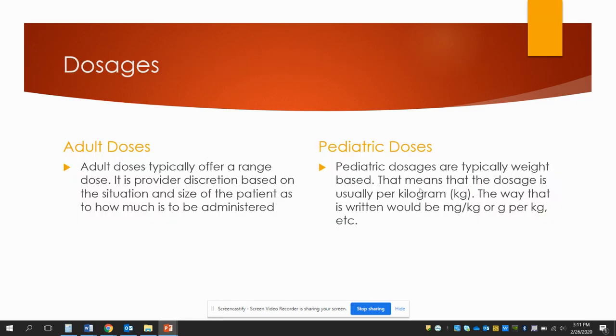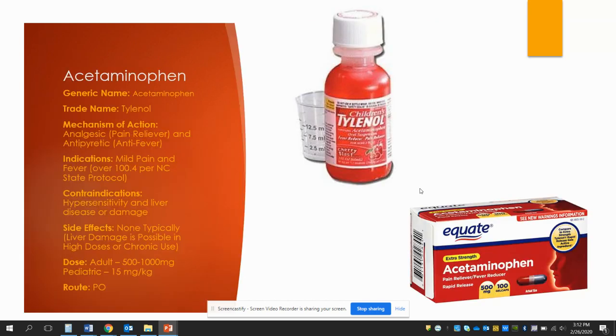Now, looking at some dosages here, adult dose versus pediatric dose. The adult dose typically offers a range, so you can give between this amount and this amount, and it's provider discretion based on the situation and the size of the patient as to how much you would give. With the pediatric dose, these are typically weight-based, usually written in milligrams or grams per kilogram. So you have to actually do the math on that and figure out what goes with what. We'll do a few examples of those in another part of this video to give you some practice with pediatric drug calculations.